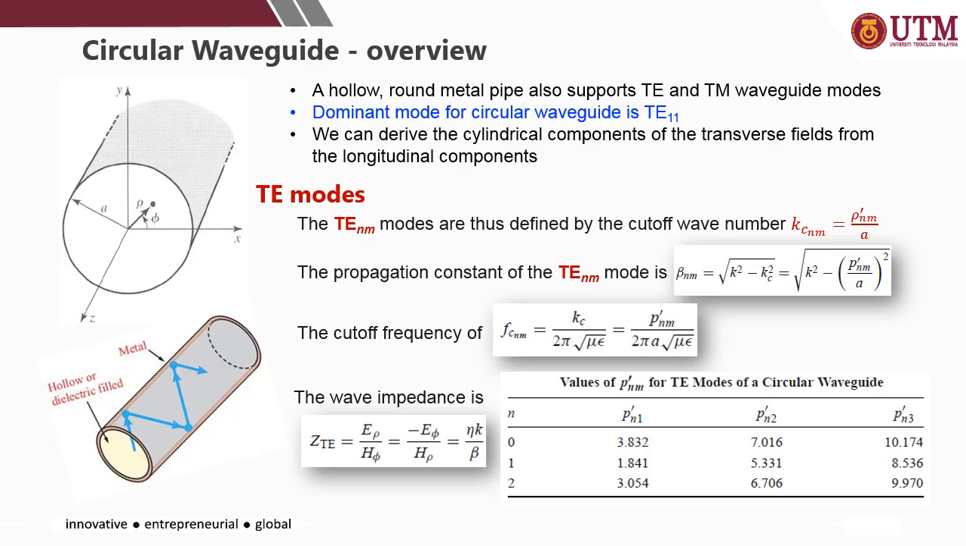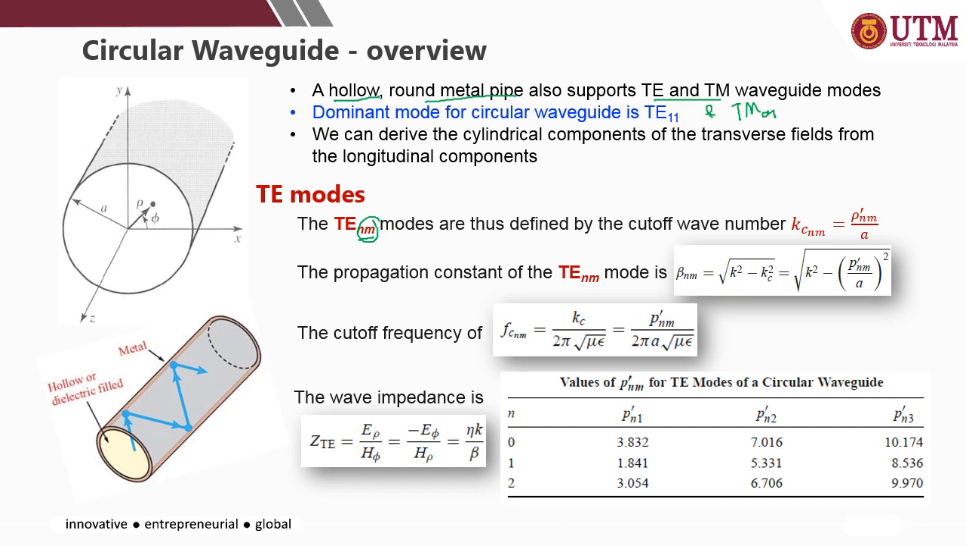Okay, a circular waveguide, like the rectangular waveguide, is a hollow structure, a round metal pipe that supports TE and TM waveguide modes. The dominant mode is TE11, and for TM it is TM01. The modes are defined by N and M. If you compare to rectangular, it is TE MN, but for a circular waveguide it is TE or TM NM, right? The order of the subscripts.